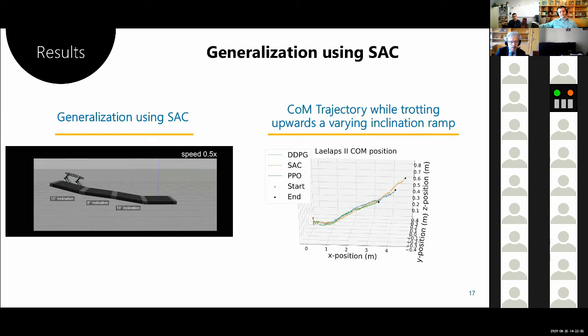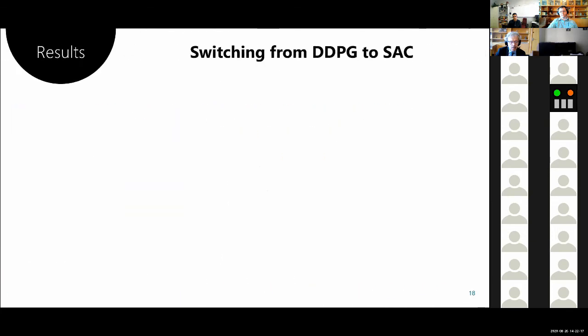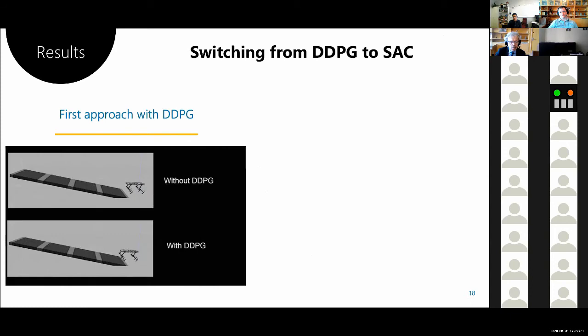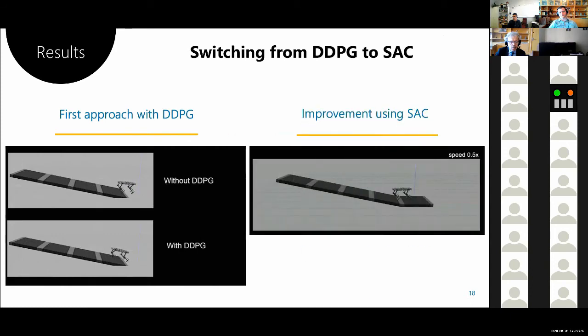SAC arrived at the top, DDPG arrived close to the top but not as SAC, and PPO was the worst at generalization. Lastly, the major outcome of this work was the fact that we switched from DDPG to SAC for our main deep RL algorithm for the control of the Laelaps robot, since it was more stable, more sample efficient, it trained faster and generalizes better.